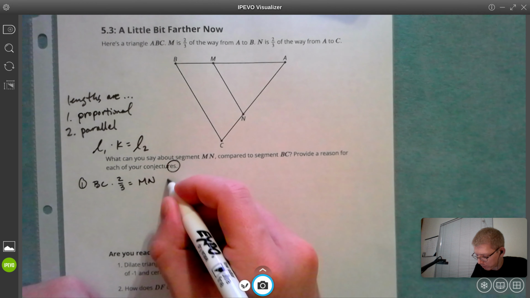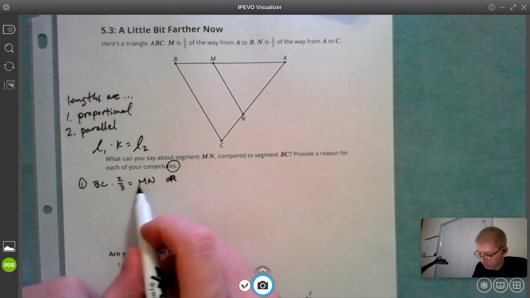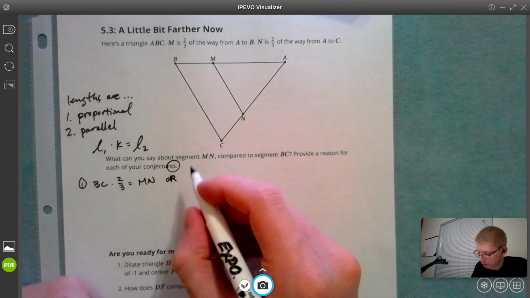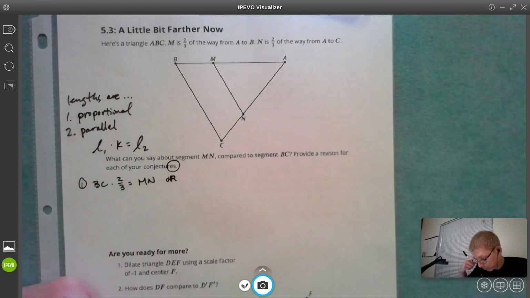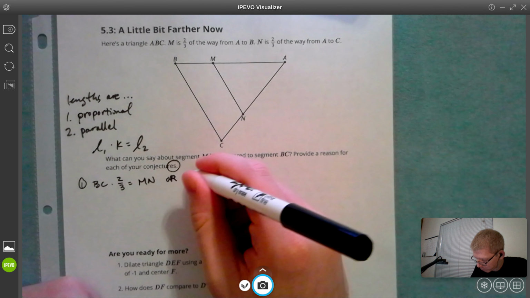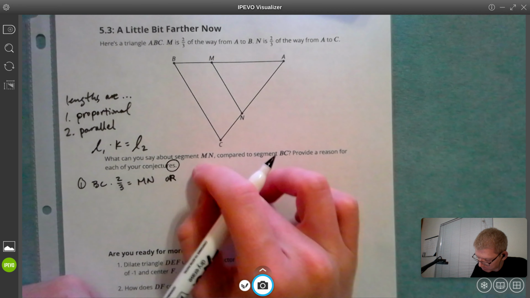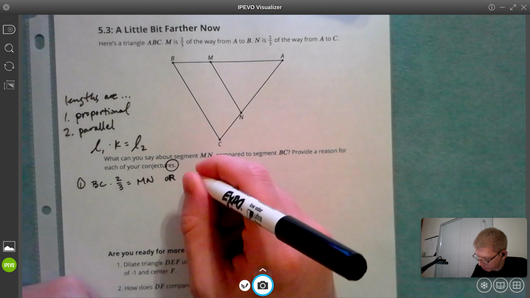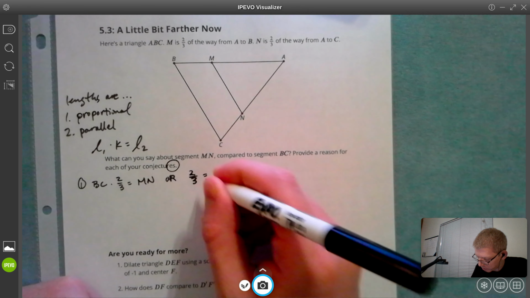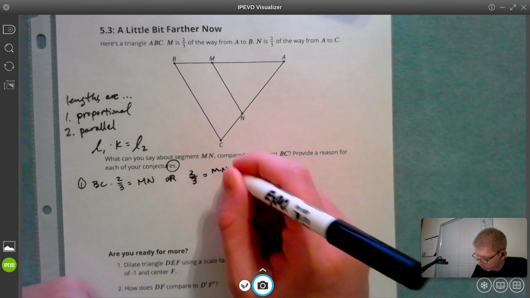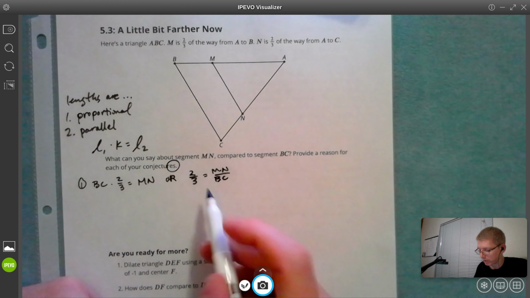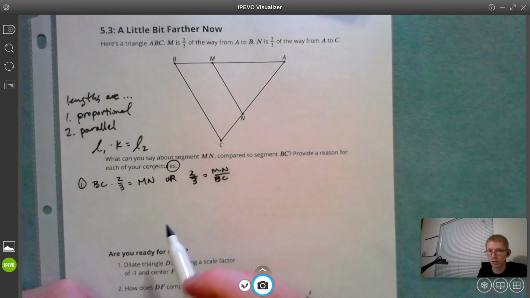Or another way we could say that is we could solve for the scale factor. So we could say, this is not going to be BC. We're going to have 2/3 equals MN over BC, right? So here's a proportion, right? Two ratios that are equal to each other.